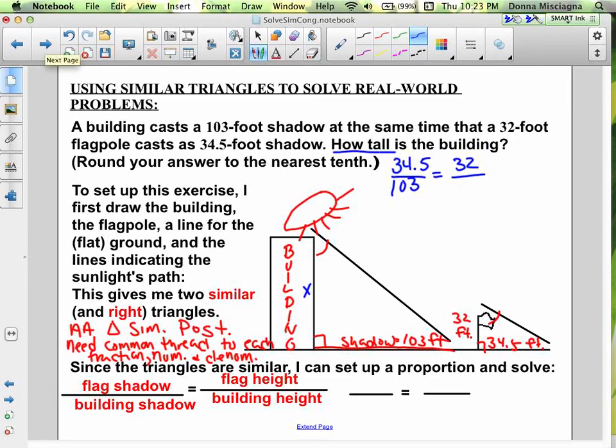How tall is the building? All right, so we're going to cross multiply. No meaningful reducing here. So x times 34.5, that's 34.5x. 32 times 100, and I'm going to write 32 times 103.